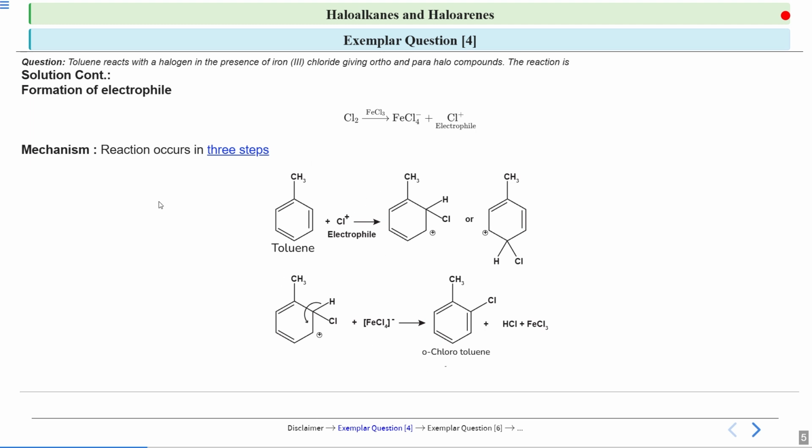So this reaction occurs in three major steps: the formation of the electrophile, the attack of the electrophile on the toluene molecule, and then the stabilization of the carbocation after the reaction with FeCl4 negative, giving us the ortho and para substituted major compounds. So these are the three major steps, and this reaction happens via electrophilic substitution.